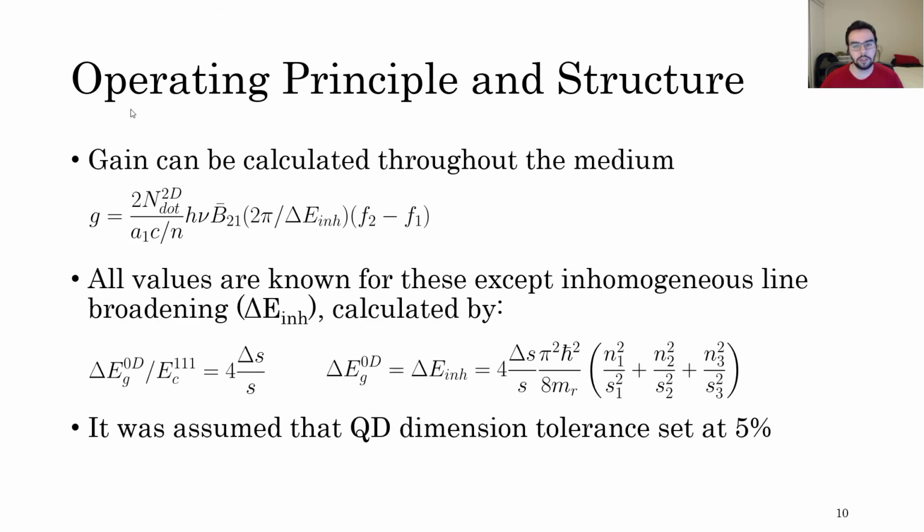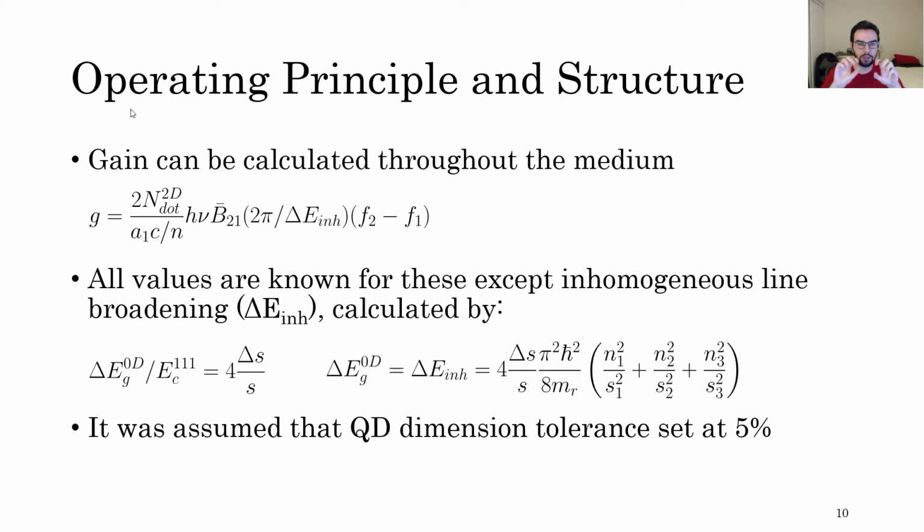The gain can be calculated, shown in this equation at the top, and I assume that the quantum dot dimensions can be made with a tolerance of 5% maximum to have the inhomogeneous line broadening.